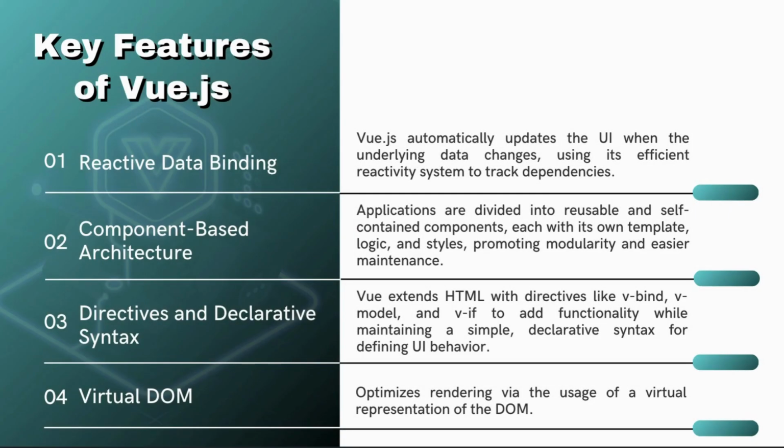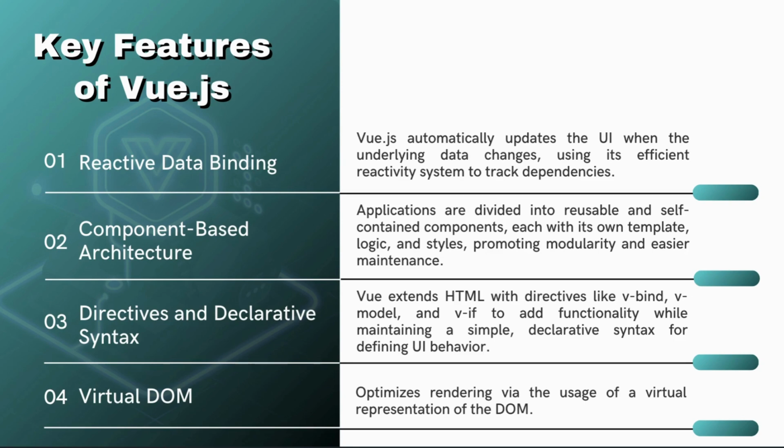In addition, here are the key features of Vue.js. First is reactive data binding. Vue.js offers a powerful reactive data binding system that automatically updates the user interface whenever the underlying data changes. This feature ensures that any changes to data are reflected in real time without needing to manually update the DOM, resulting in smoother and more dynamic user experiences.